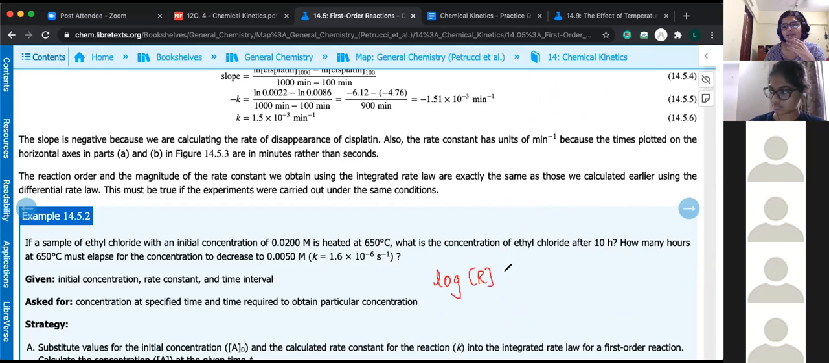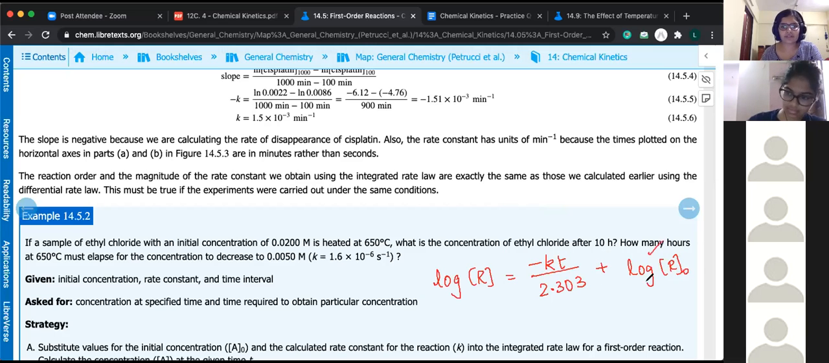Log R equal to, याद नहीं किसी को, minus kt by 2.303 plus log R naught. So now plug the values. R naught का value क्या है? R का value, no, this is what we have to find out. We know k, we know t, 2.303 is a number. So just plug the values, calculate and find out.